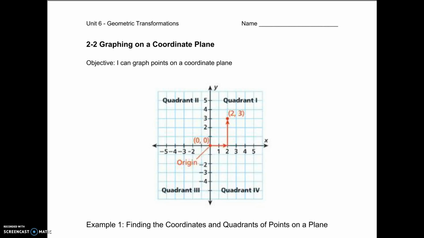Okay, today's lesson 2-2, graphing on a coordinate plane. Our objective is I can graph points on a coordinate plane. So here we have an example. It tells what quadrants are which. So our top right, that's positive, positive.